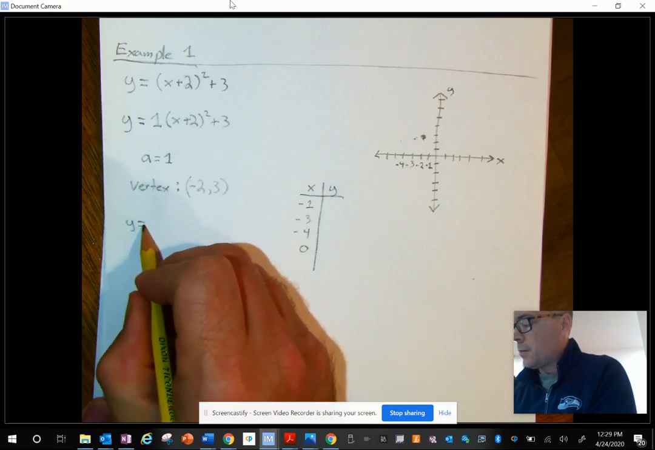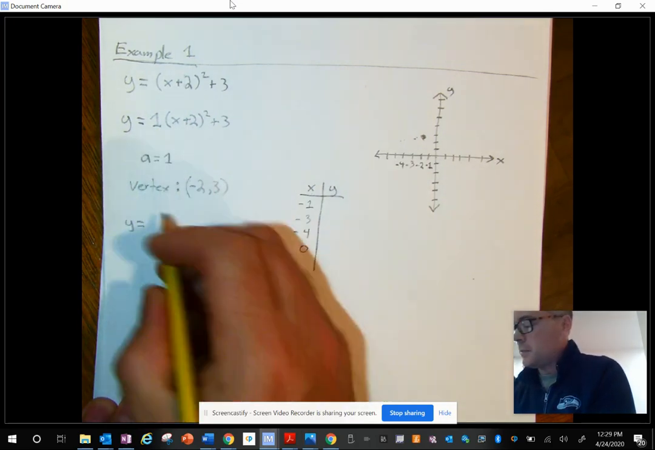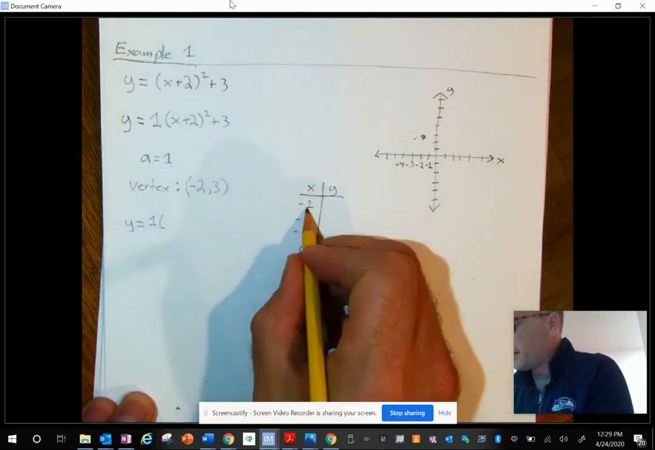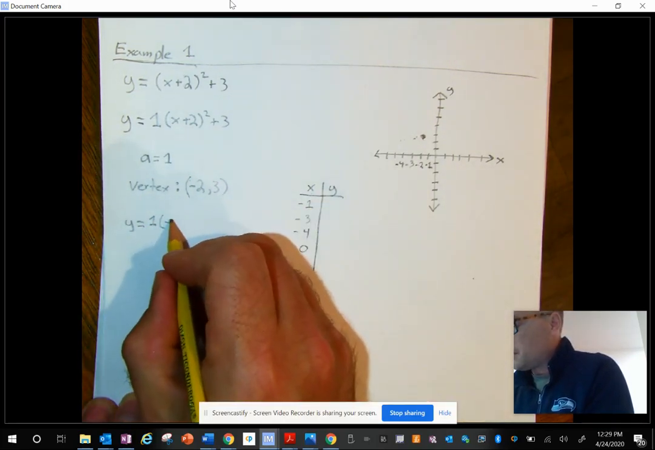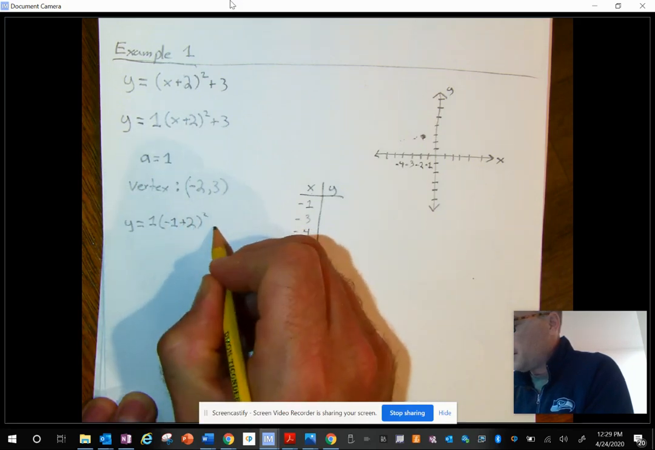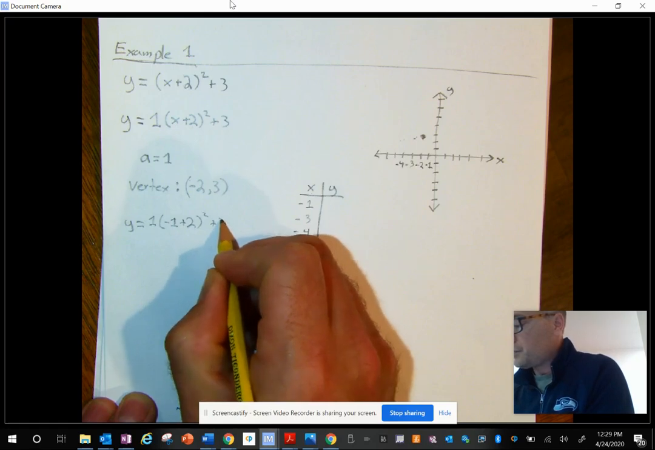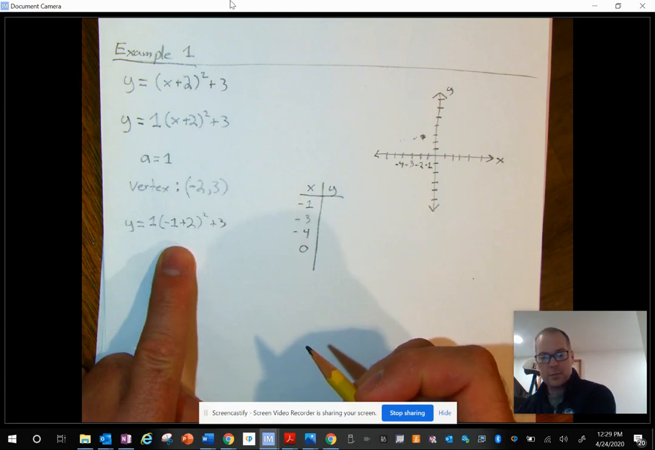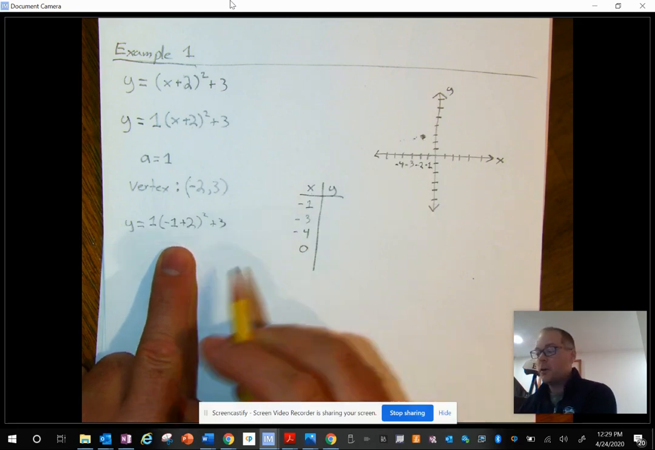Y equals, and I'm going to put the 1 in front of it just because it's easier. 1 times (-1 plus 2) squared plus 3. So this looks kind of ugly, I know, but remember, if we just use PEMDAS, parentheses, exponents, multiplication, division, addition, subtraction, we can take care of this.